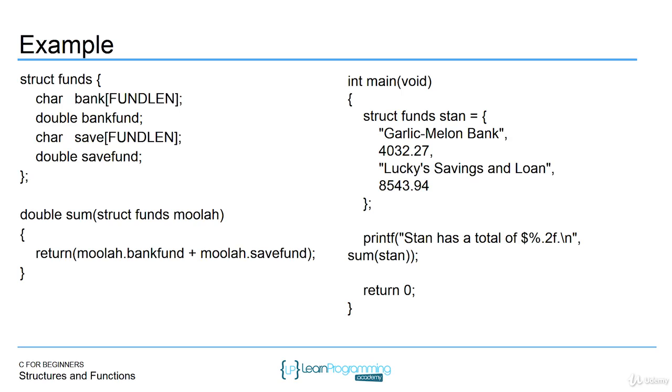Now we're returning, in this example, sum is just a double, right? We're not returning a pointer. We're just taking a pointer as a parameter.